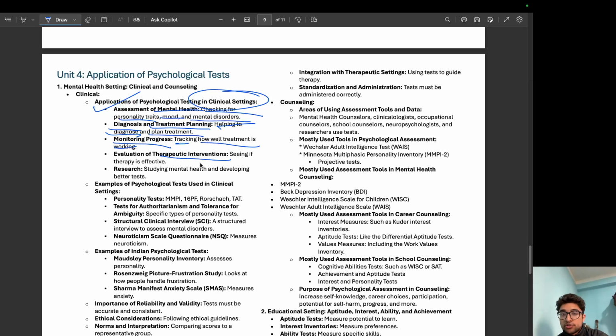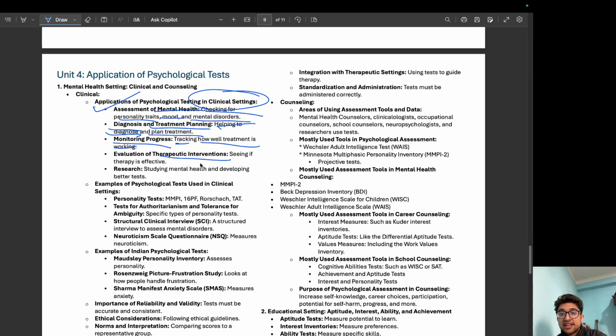So choosing a career, you need interest, you need to know what you value, and you should also know about your potential for success. Based on that, there are tests, which you can memorize yourself. Again, this unit is all about memorizing this whole thing. The general idea, obviously in a clinical setting, is to assess, to diagnose, to monitor progress, and to evaluate therapeutic and research.